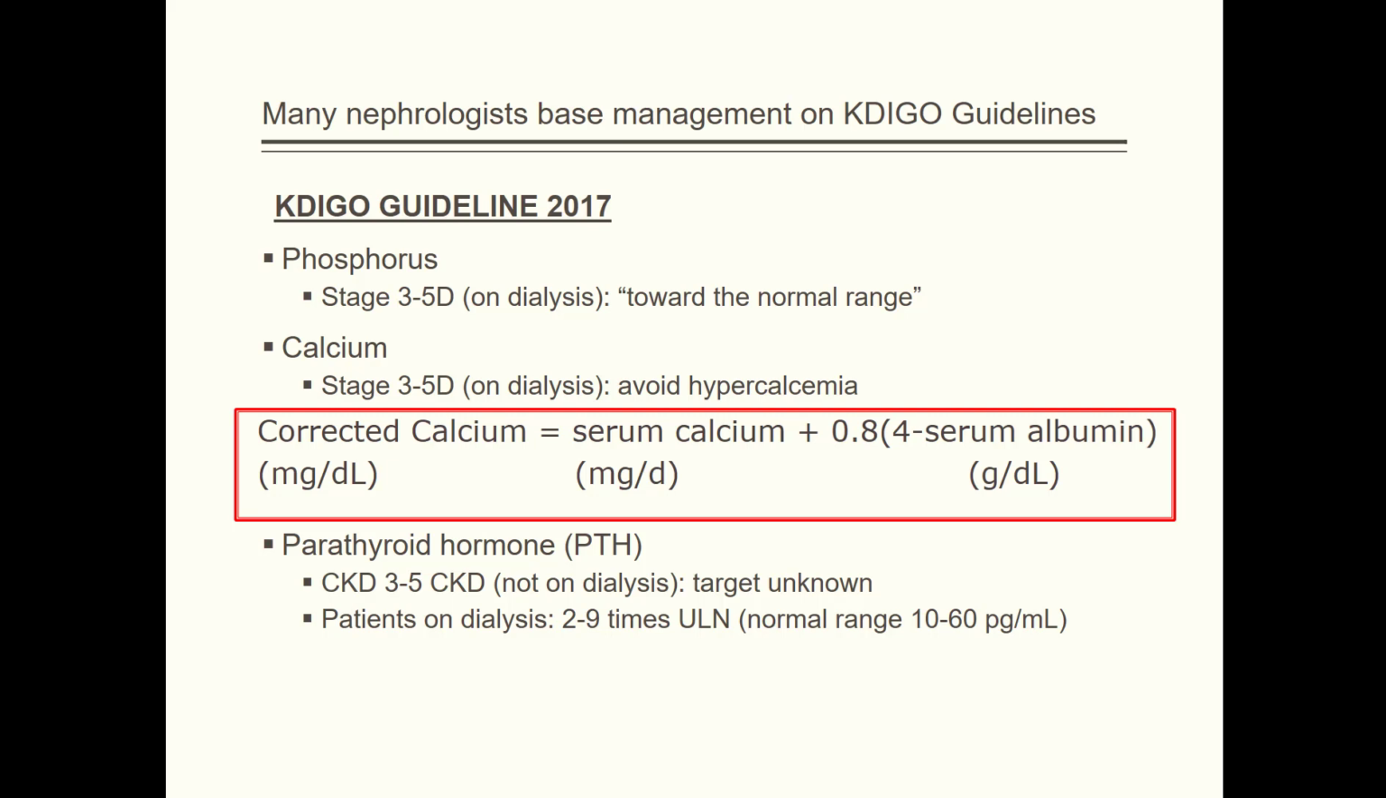Parathyroid hormone for patients on dialysis tends to be 2 to 9 times upper limit of normal. Normal range is 10 to 60. For the exam, CKD 3 to 5, not on dialysis, I would use PTH level for normal range, which is 10 to 60. For patients who are on dialysis, we would use this number, 2 to 9 times upper limit of normal of 10 to 60. It comes out to be about 550.